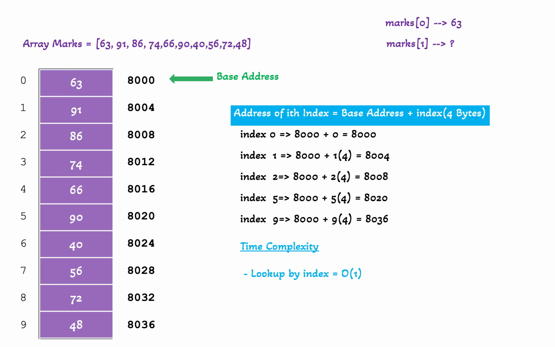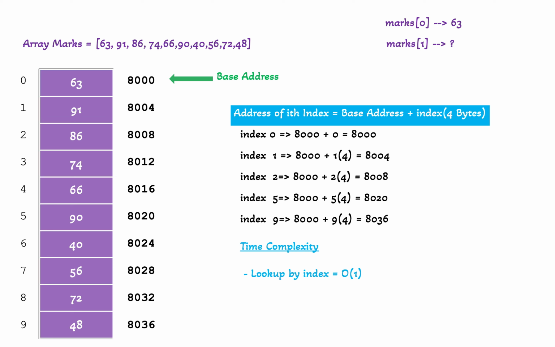The time complexity of lookup by index is O of 1 since it takes constant time. We only need to calculate the address using this formula and print the element at that address. So lookup in an array is very fast.